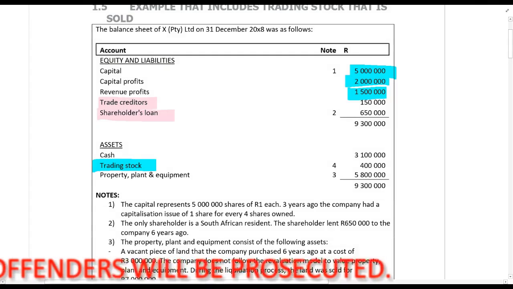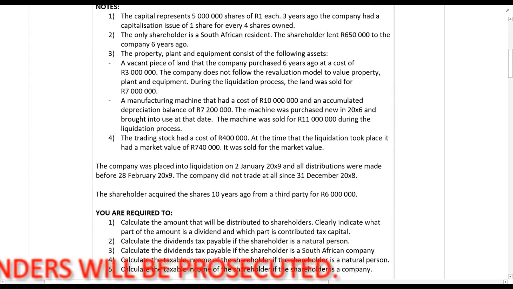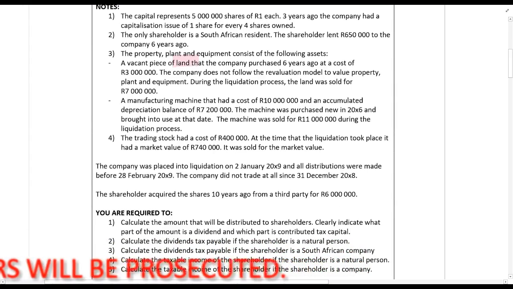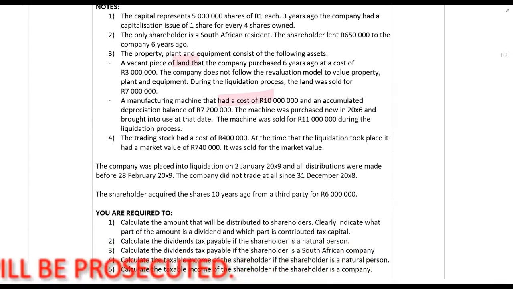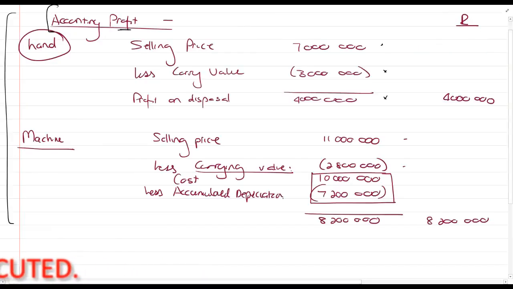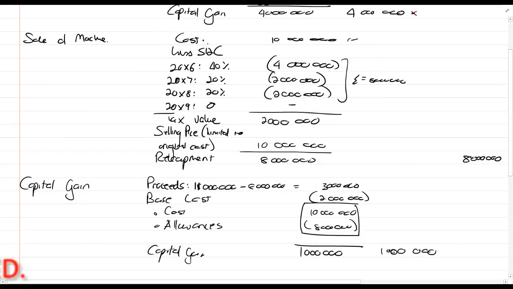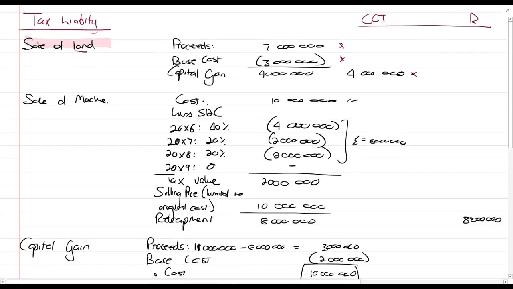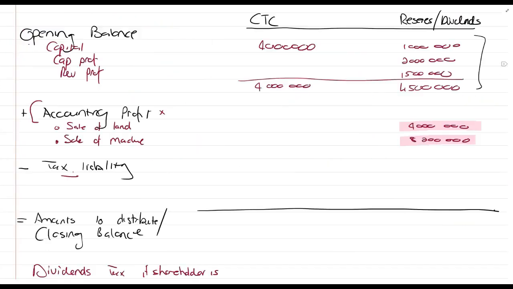Then in this question, we had the land that was sold, and we had a machine that was sold. Those things are still the same. Here's the accounting profit on the sale of the land, the accounting profit on the sale of the machine. We did the tax, here are the calculations for it, and we did the tax for it as well. Sale of land, sale of machine. All of that is exactly the same as in the previous example. So if you want to do that, take this moment to pause this video and do the calculation of everything up to that point.